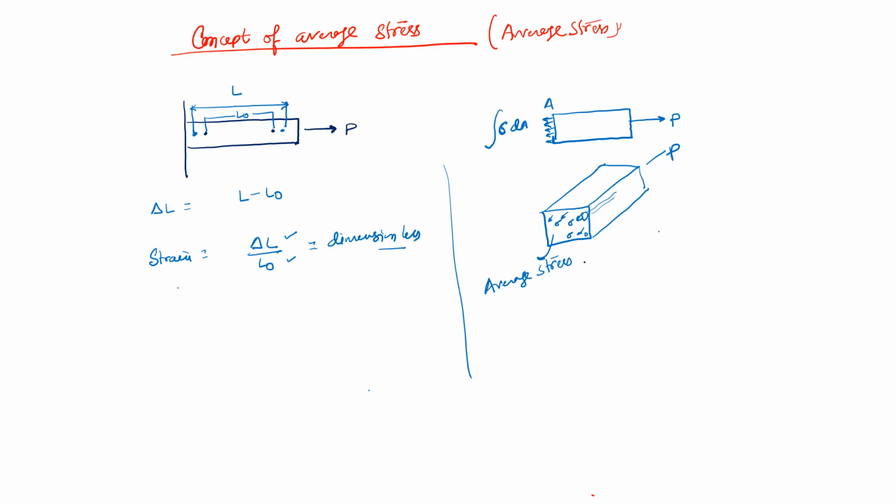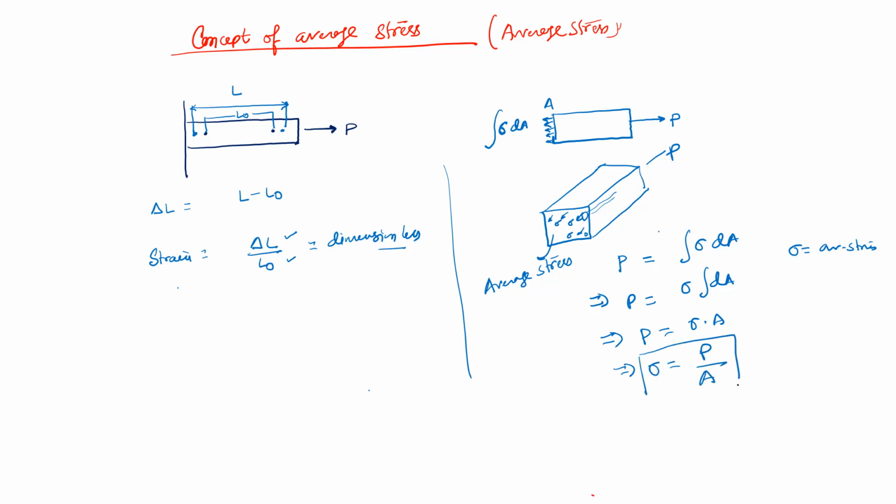Once we assume this as average stress, we can say P is equal to integral of sigma dA. Because we have assumed sigma as the average stress, it will be a constant value. So P is equal to sigma into A, which implies sigma is equal to P by A. That means the stress will be equal to the force applied divided by the area.